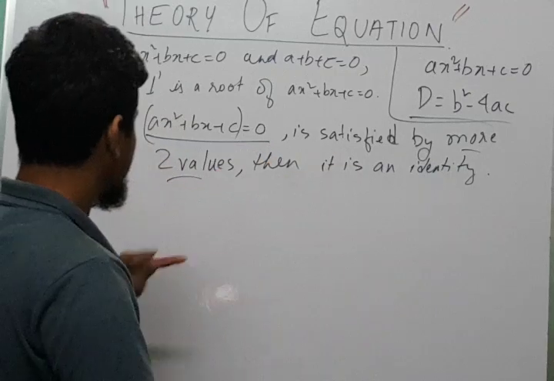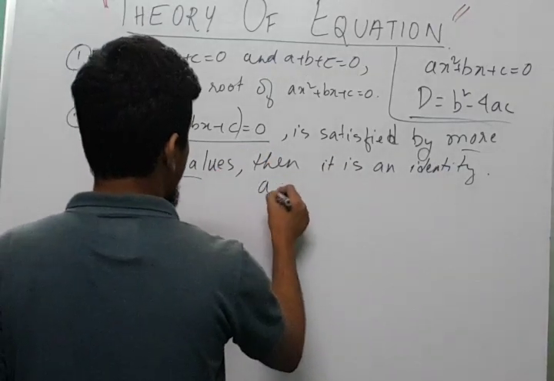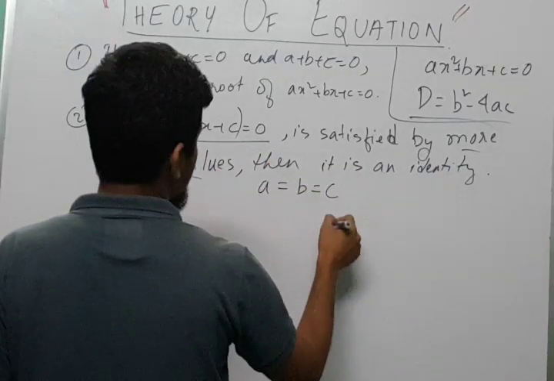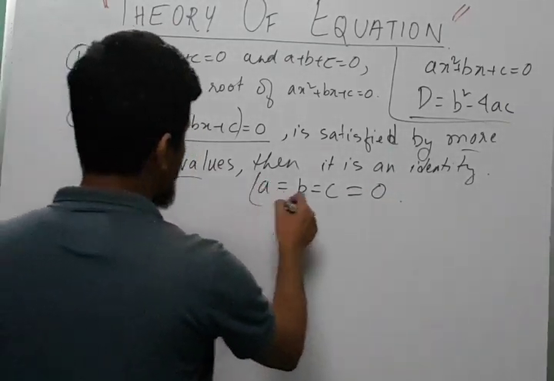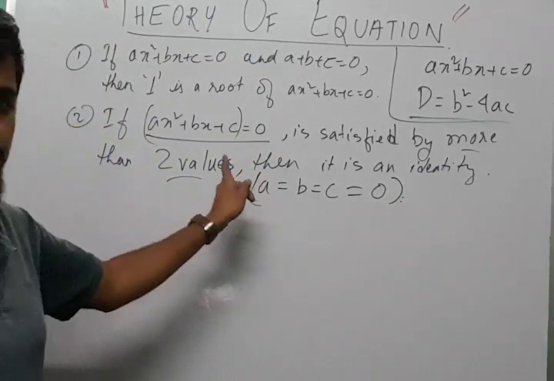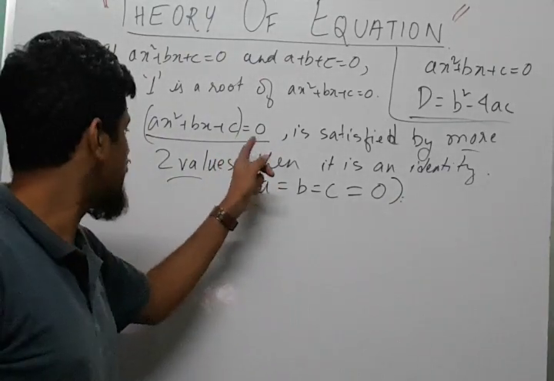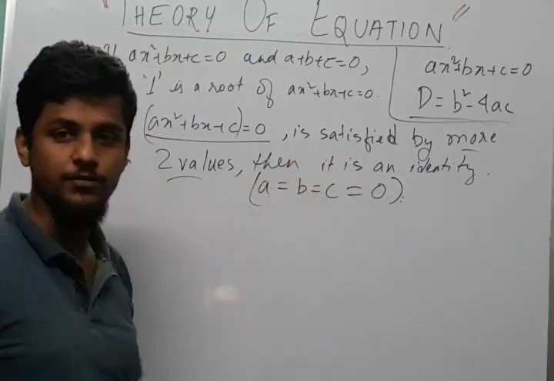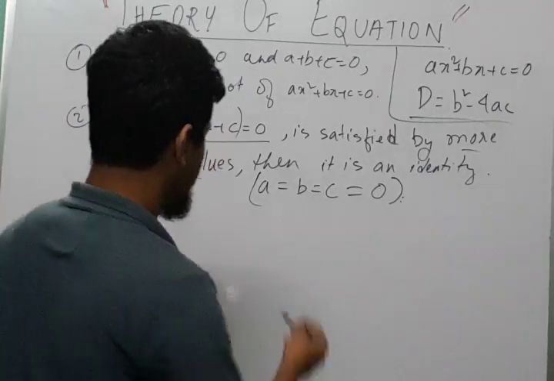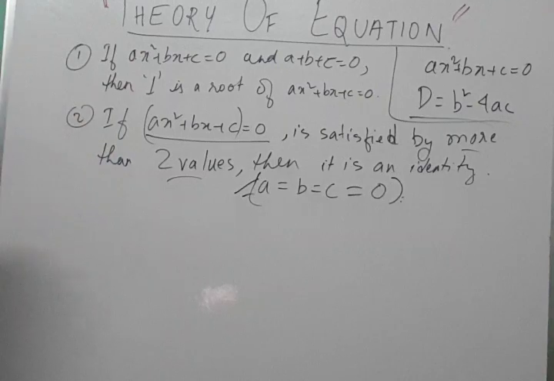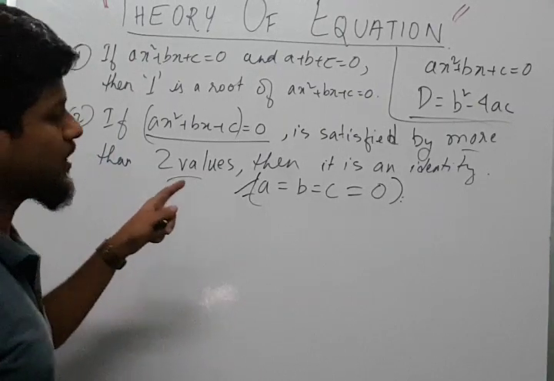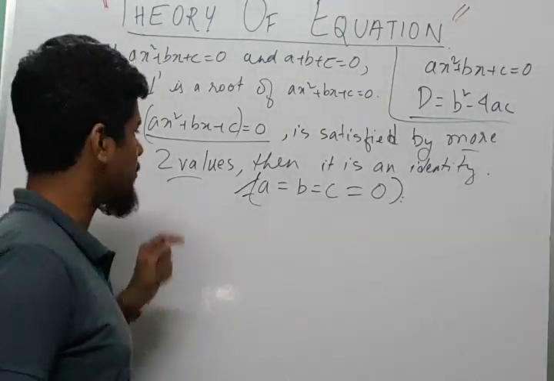And if it is an identity, that will naturally lead us to a equal to 0, b equal to 0, and c equal to 0. So this is another condition that comes up: if ax squared plus bx plus c equal to 0 is an identity, then this condition will come up. This is another condition that you should remember. These are the leftover conditions that I was willing to talk about today.